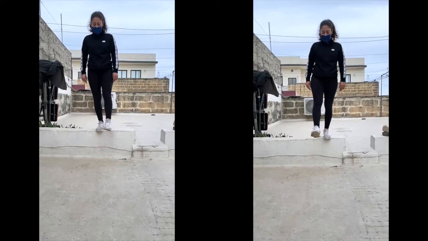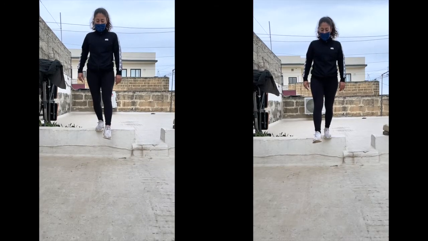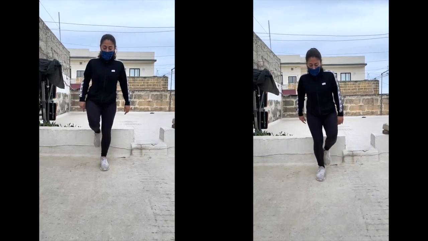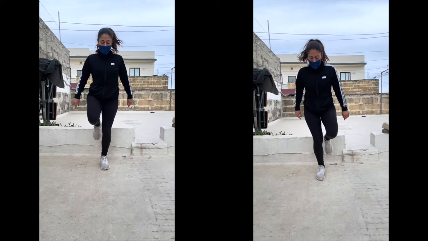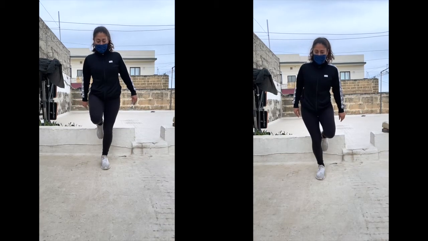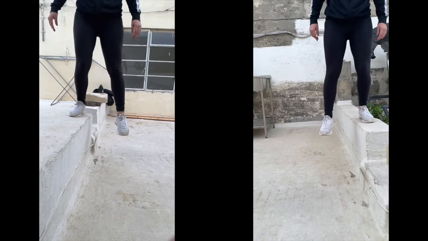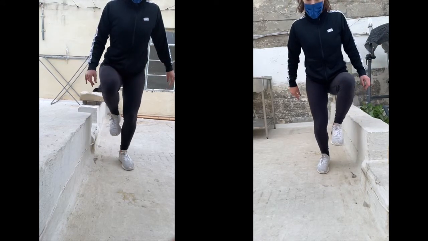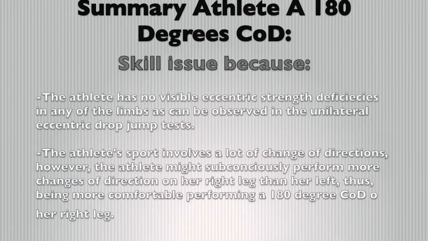To test if this athlete has the eccentric strength capacity to absorb force, I had her perform the unilateral drop jump tests. In all of the 4 drops, she proved to have the sufficient eccentric strength to absorb her body weight's force without having her knees cave in and staying stable when landing. This athlete has a skill issue with the change of direction, as there is no visible eccentric strength deficiency.